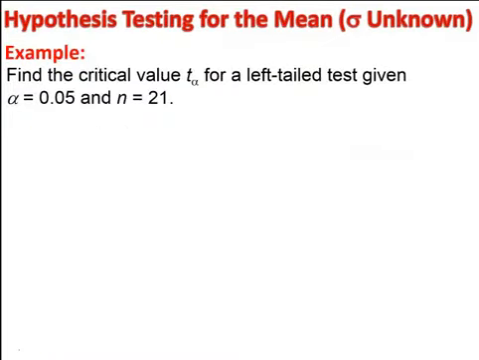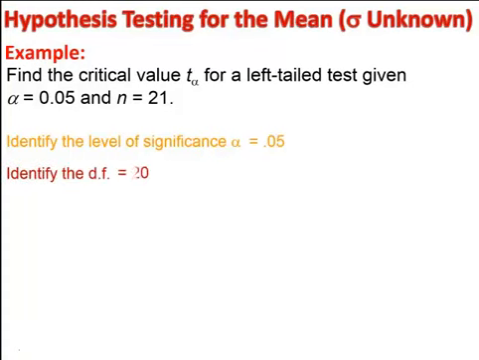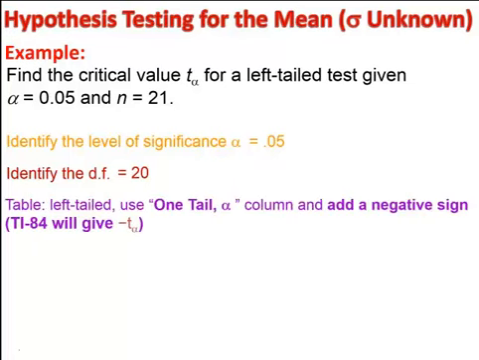So let's start by finding the critical value for your t sub alpha. So when we have a left-tailed test and your given alpha is 0.05 and your sample size is 21, you can either use the calculator, you got your alpha, which is the 0.05, and you want your degree of freedom, which is 20, and then either you're going to use the calculator or your table.